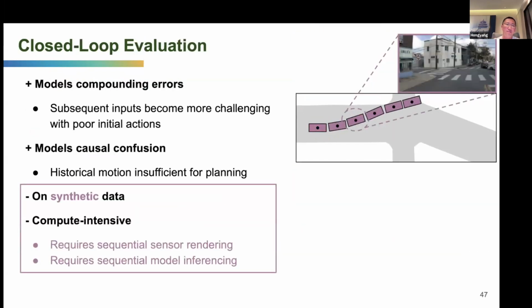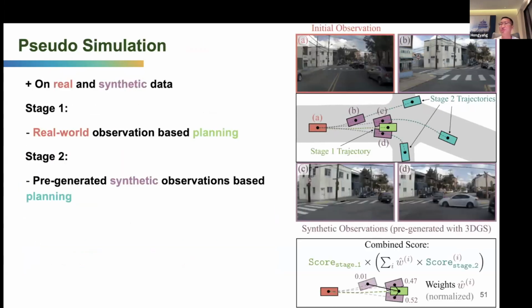So for closed-loop evaluation, the good part is it models compounding errors. Subsequent inputs become very challenging with poor initial actions. And it also models causal confusion, since historical motion is insufficient for planning. But it's on synthetic data and it's compute intensive, which means it requires sequential sensor rendering and also sequential model inferencing. So we want to merge these two parts together. This is why we propose pseudo-simulation.